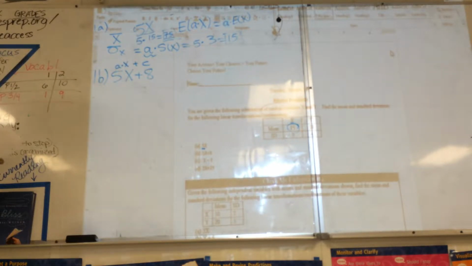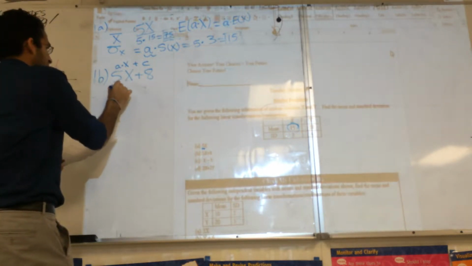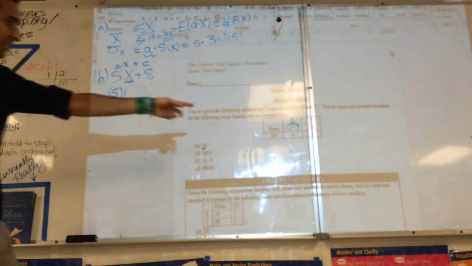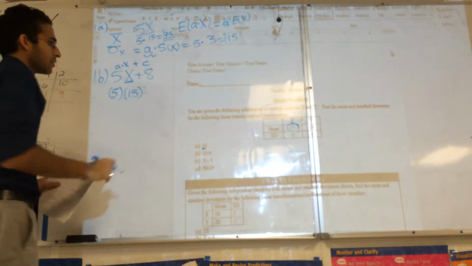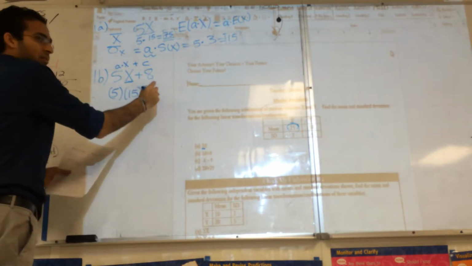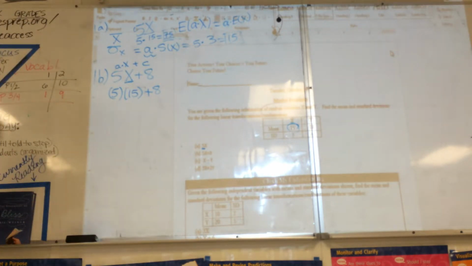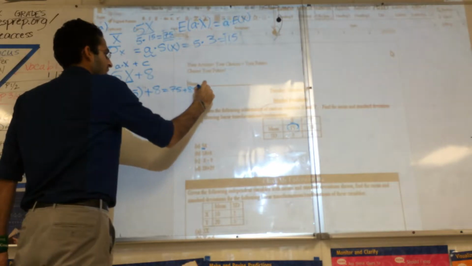So it says that in order to find the new expected value, we're going to say, what is a? Well, in this case, a is 5. What is the mean or the expected value of x? That's 15. Plus 8. So we have 75 plus 8, which is 83.